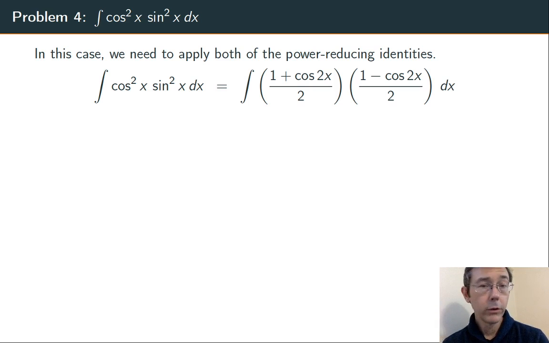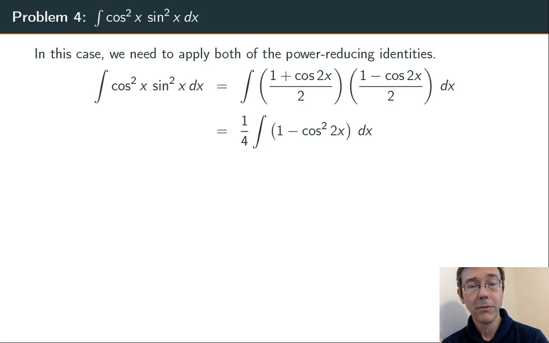We use the power reducing formulas on both of those even powers. So we're integrating 1 plus cosine 2x over 2 times 1 minus cosine 2x over 2. Now let's simplify a little bit. Take out the factors of 1/2, so that's where the 1/4 is coming from. And then FOIL the 1 plus cosine 2x times 1 minus cosine 2x to get 1 minus cosine squared of 2x. Okay, so in that integral, the first part is simple.